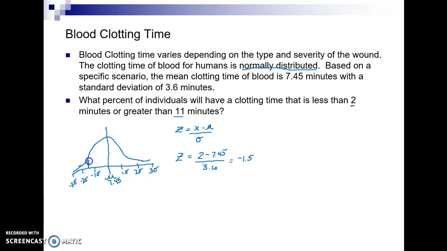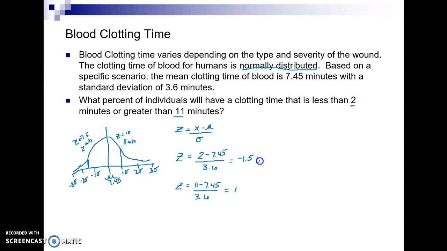So right about here would be the value for 2 minutes, and we know that z for that is 1.5 negative. And so then 11, so z equals 11 minus 7.45 divided by 3.6. And I do the math for that, and I get exactly 1. So that makes it easy. I already had that labeled. So right here is 11 minutes, and it is 1 standard deviation. So z is equal to 1.